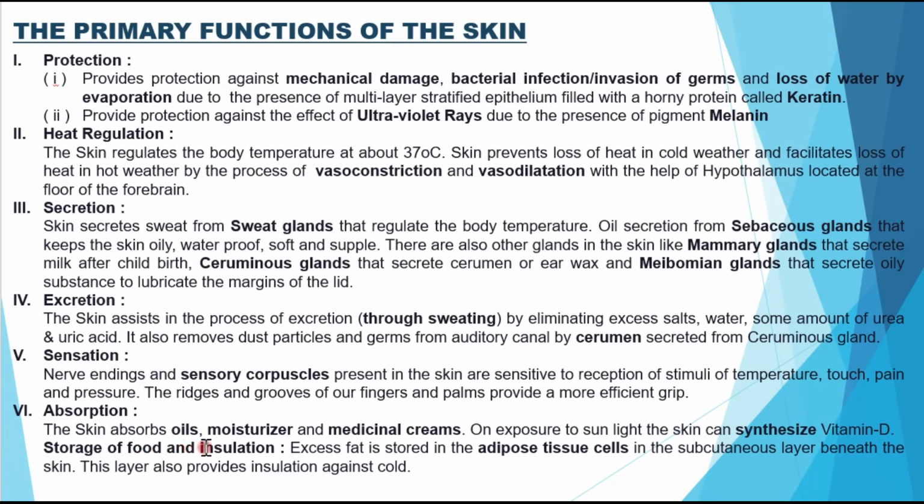It also stores food and provides insulation, as fat is stored in the adipose tissue cells in the subcutaneous layer and can be utilized later. So it serves as a storage of food, and this stored fat layer below the skin provides insulation against cold. So all these are the various functions of the skin. So now from this you can see that skin is a jack of all trades. So many functions are carried out, and it is an efficient worker of these functions.